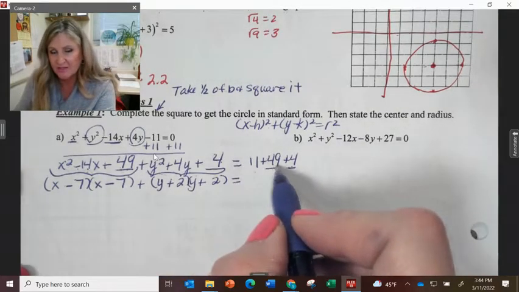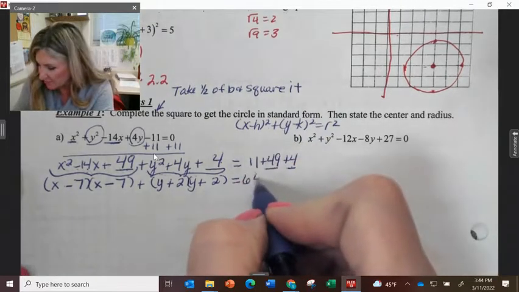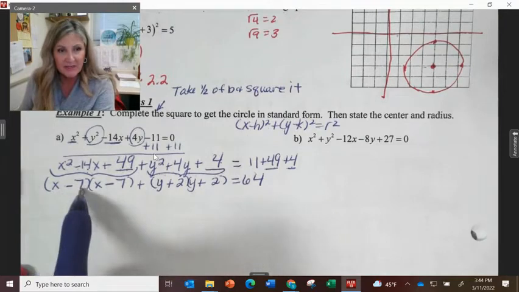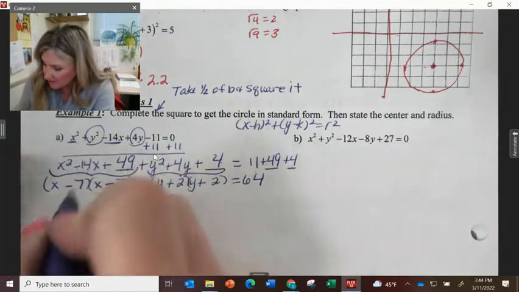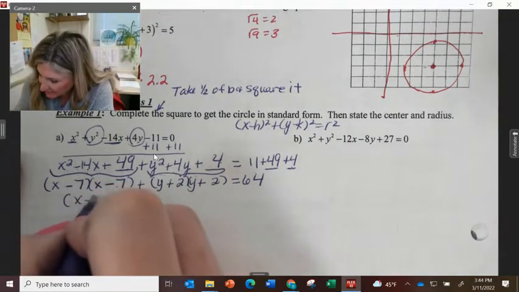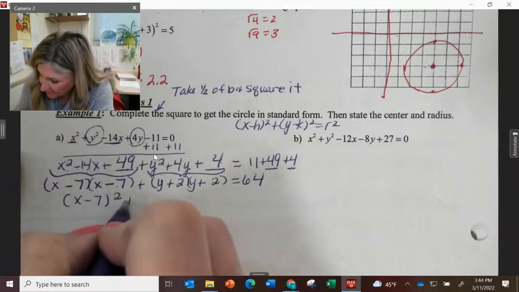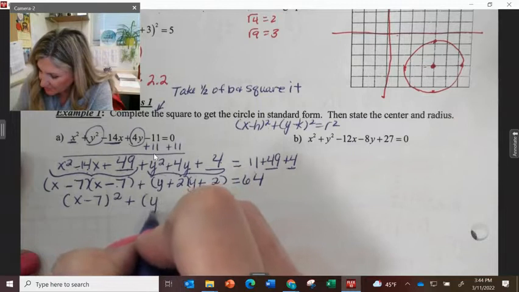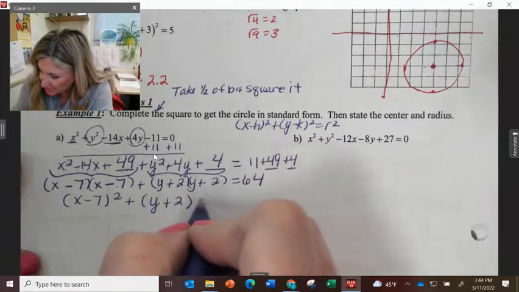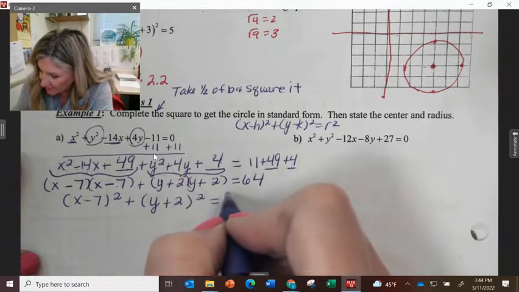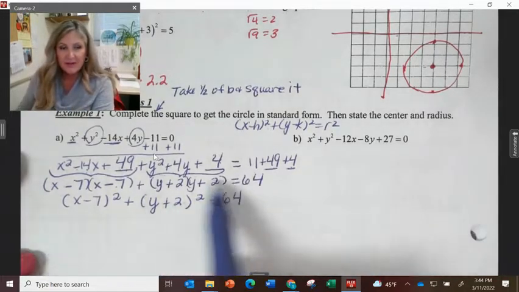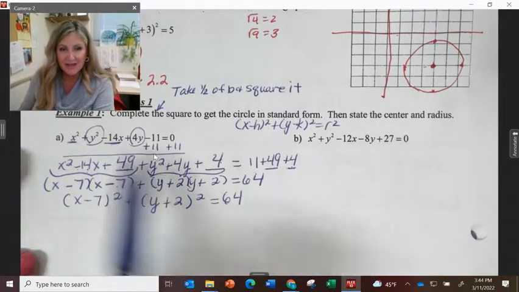11 plus 49 is 60, plus 4 is 64. Now I'm thinking, what is x minus 7 times x minus 7? Well, that's just x minus 7 quantity squared, plus I have y plus 2 times y plus 2, so that's y plus 2 quantity squared equals 64. This right here is the same as that equation.